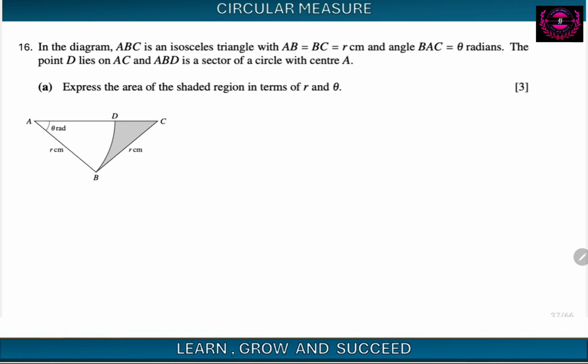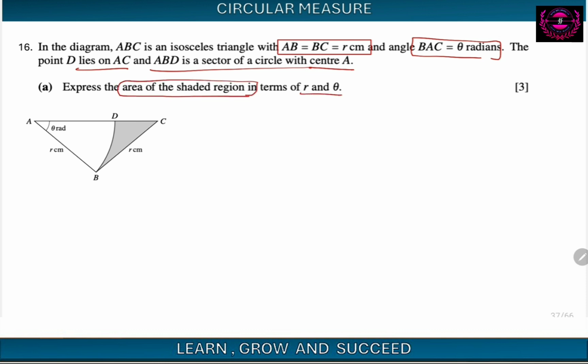Let's move to the next question. So this is question number 16. In the diagram, ABC is an isosceles triangle with AB equals to BC equals to R centimeter, BAC equals to theta radians. The point D lies on AC, and ABD is a sector of circle with center A. Express the area of the shaded region in terms of R and theta. You have to find area of the shaded region. So see, this is R. So this is isosceles triangle, and this must be theta.